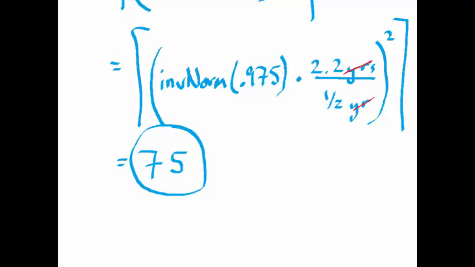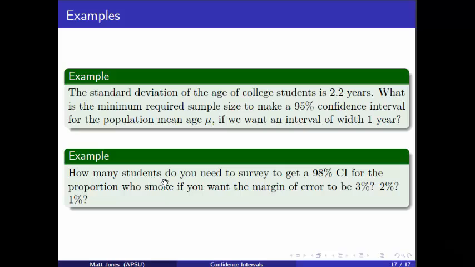Let's do another one. How about one for proportions? How many students do you need to survey to get a 98% confidence interval for the proportion who smoke? If you want a margin of error to be, say, 3% or 2% or 1%. Okay, so let's do this for 3 different margins of error here and compare. 98% confidence, margin of error 3%. All right, well, let's try this.